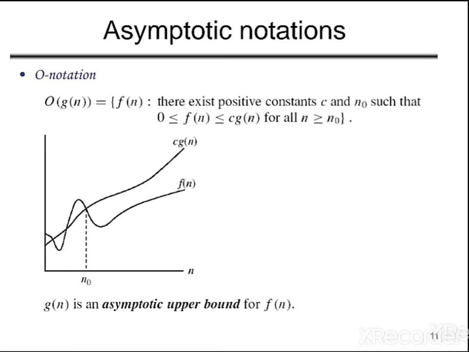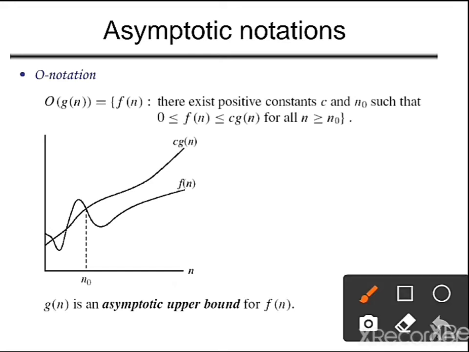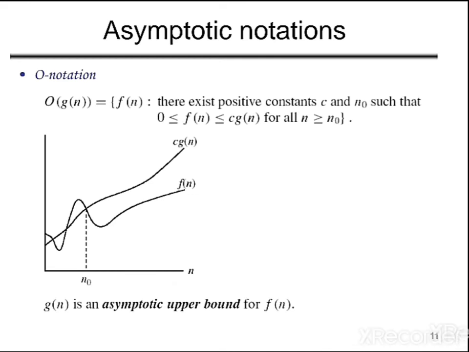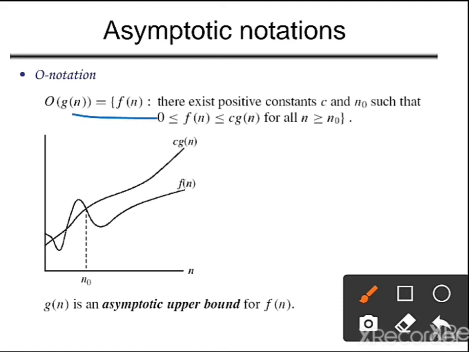We have already told that there are mainly three types of notations: big O notation, theta notation, and omega notation. Then what is a big O notation? We say that there are two functions, and one function is less than the other function. So here we are representing that, big O of g of n is equal to f of n, where there exist a positive constant c and n naught.